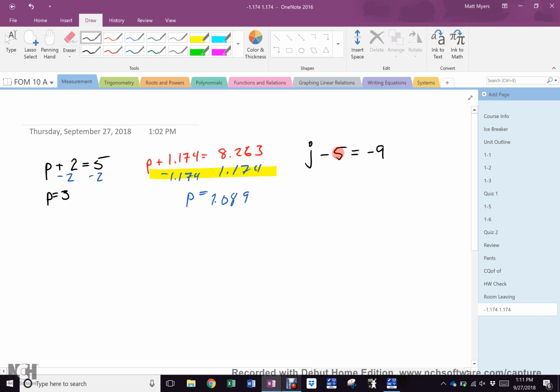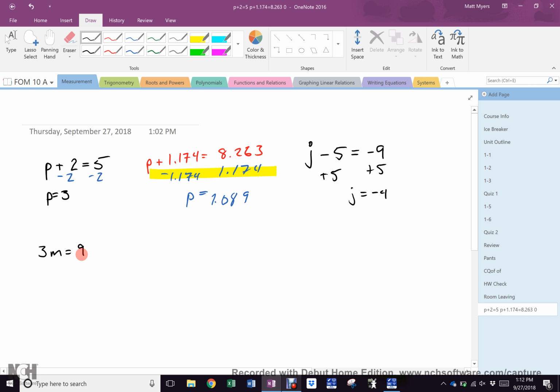What do I do to get rid of it? Marcus. I add 5. If I add 5 to the left side, what happens to the right side? You add 5. Negative 9 plus 5 is negative 4. Right? Great. What do I do here? 3m equals 9.